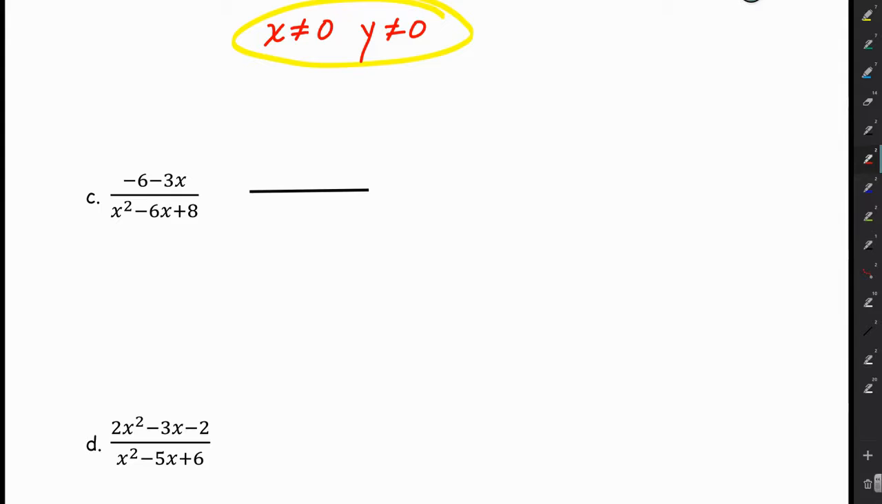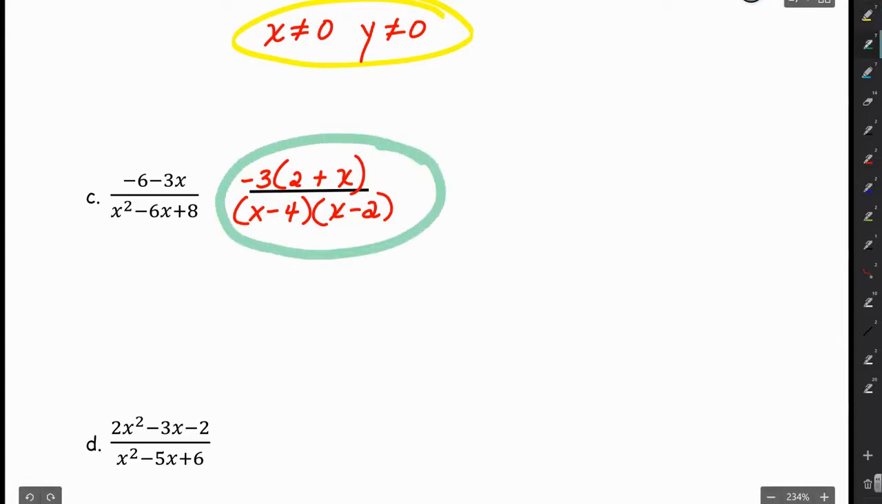In the numerator, we're going to factor out the GCF. You could pull out a 3 or a -3. I'm going to pull out a -3. In the denominator, I'm going to factor two numbers that multiply to 8 but add to -6. That's going to be x minus 4 and x minus 2. Now I can't go any further with simplifying this, so we were already completely simplified. We're going to circle that, and now we just need to take notice of any restrictions. In this case, x cannot equal 4 and it cannot equal 2 because that would cause a 0 in the denominator.